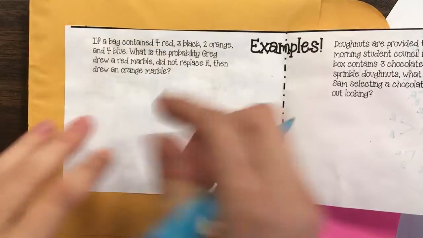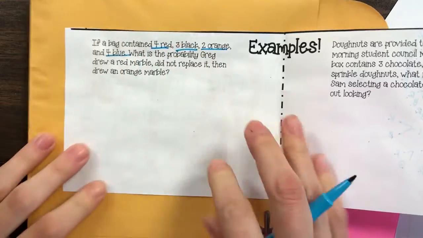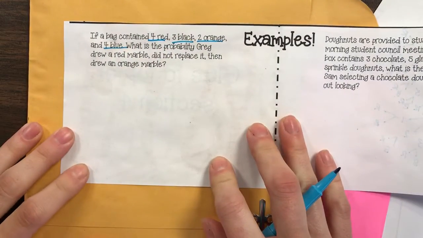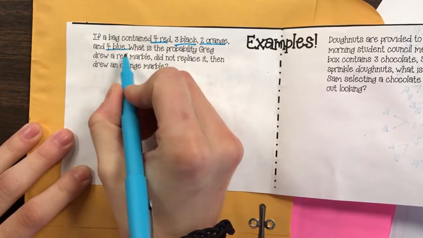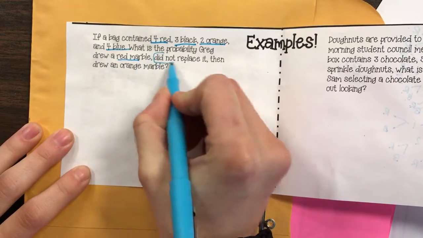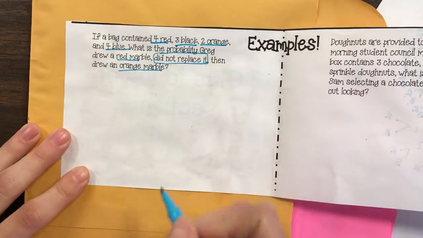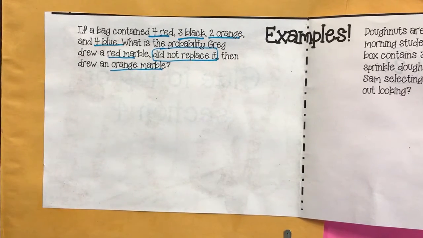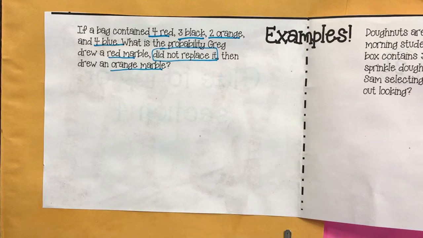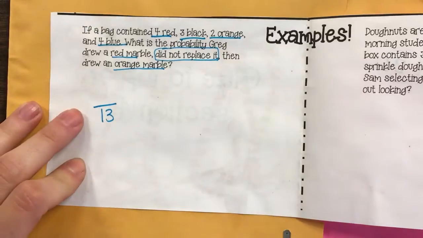Okay, so first example, if a bag contained 4 red, 3 black, 2 orange, and 4 blue marbles, what is the probability Greg drew a red marble, did not replace it, then drew an orange marble? So how many total marbles does he have? 13. So he's got 13 total marbles.